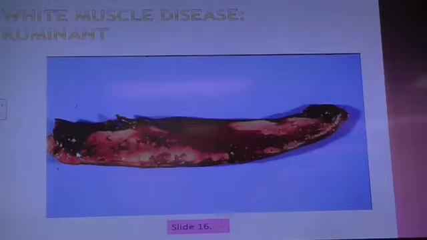So when we look at it microscopically, we know that white muscle disease causes necrosis and fibrosis. So what would be your morphologic diagnosis for this? Fibrinonecrotic endocarditis. Very good. So the processes that occur will be necrosis of the muscle with secondary fibrosis. So that would be your morphologic diagnosis. And we say endocarditis because it's heart.